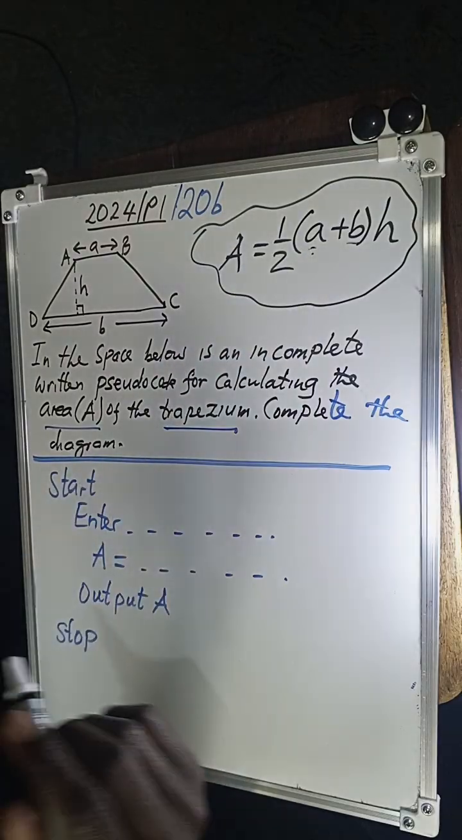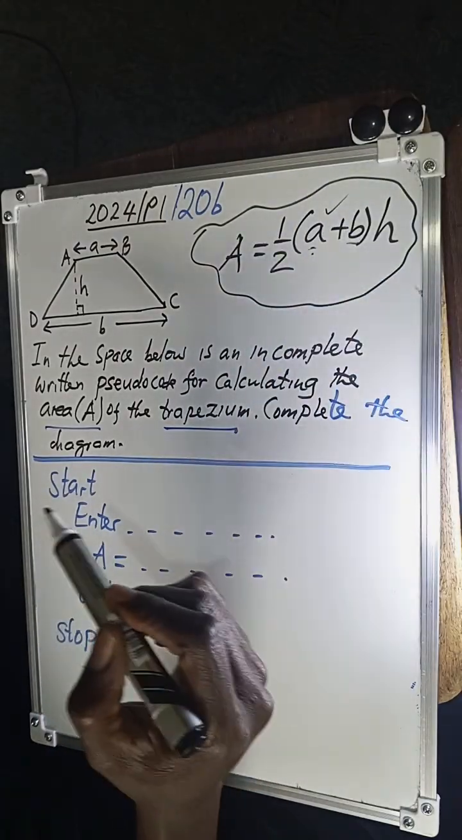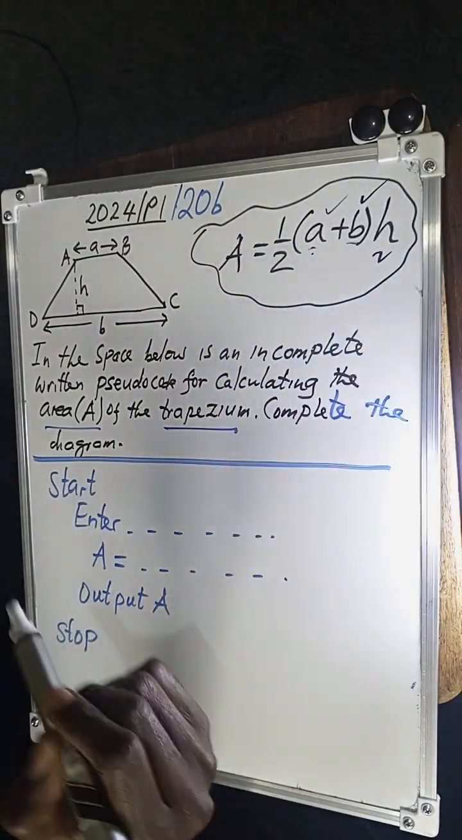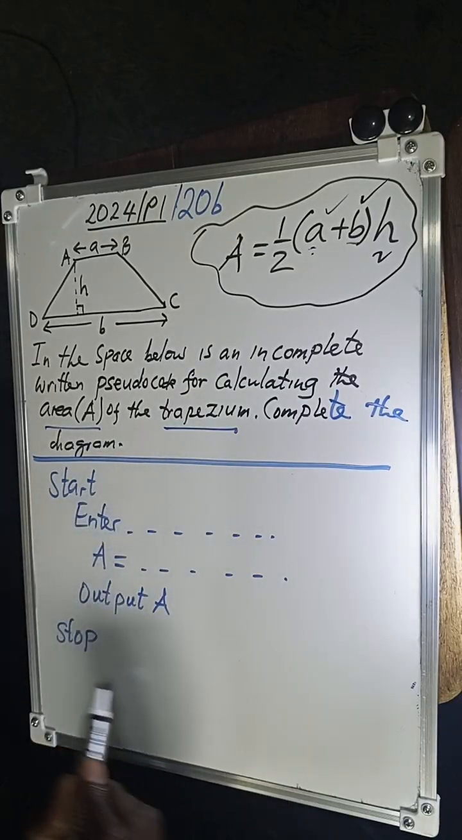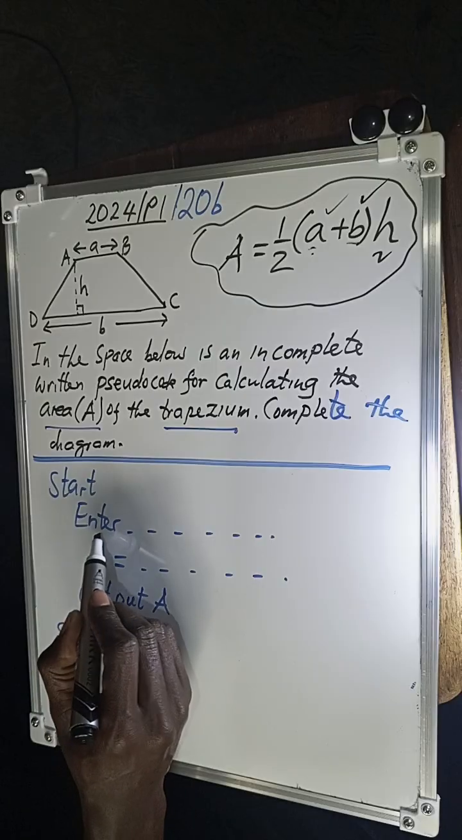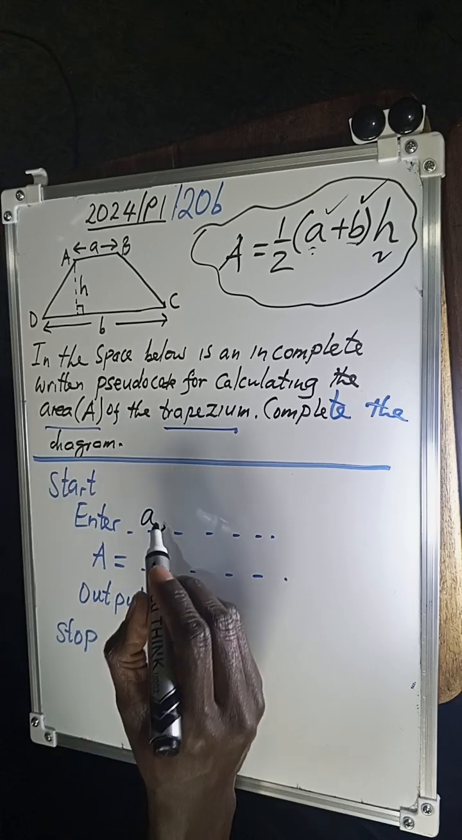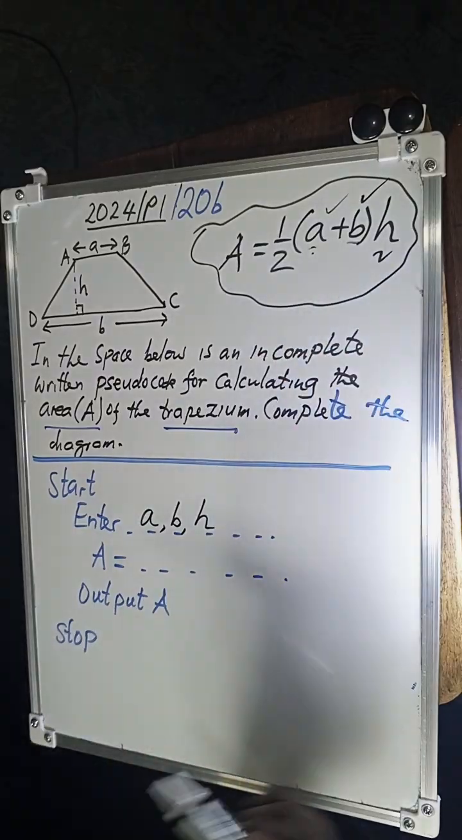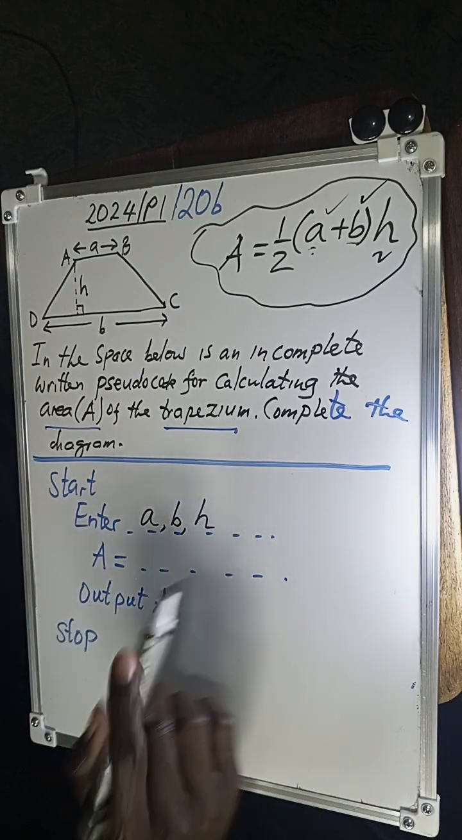So now, if you notice in this formula, what things do we need to substitute? You need to know what A and B are, and you also need to know the height in order to calculate the area. So for me to complete this pseudocode, I'll enter, what am I going to enter? Well, you need to enter your A, comma, your B, and your H. These are three quantities that you need to enter in order to calculate the area.